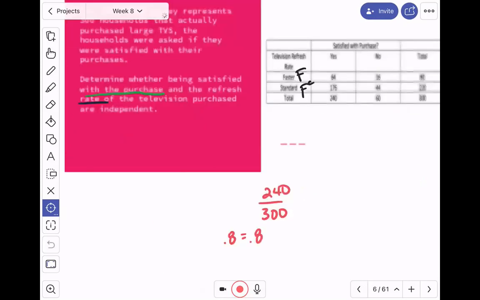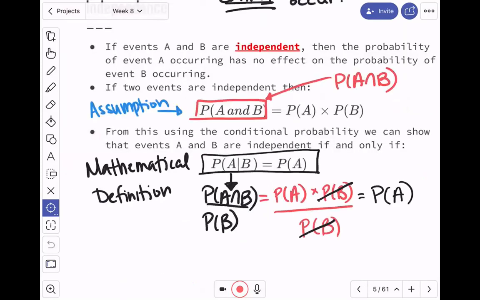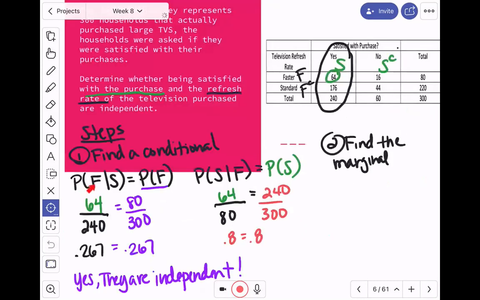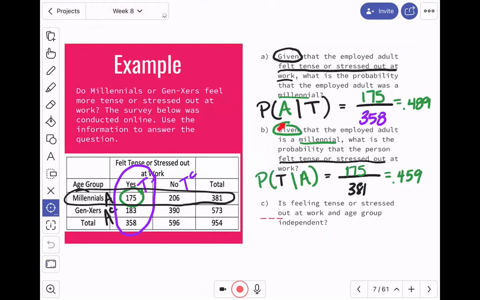Let's go back to this real quick. The definition says that the probability of A given B has to be equal to the probability of A, right? That's the true definition of it. Over here, we had to show that the probability of F given S was equal to the probability of F, or we had to show the probability of S given F was equal to the probability of S. Are we showing that right here? Is that what this is showing between A and B?